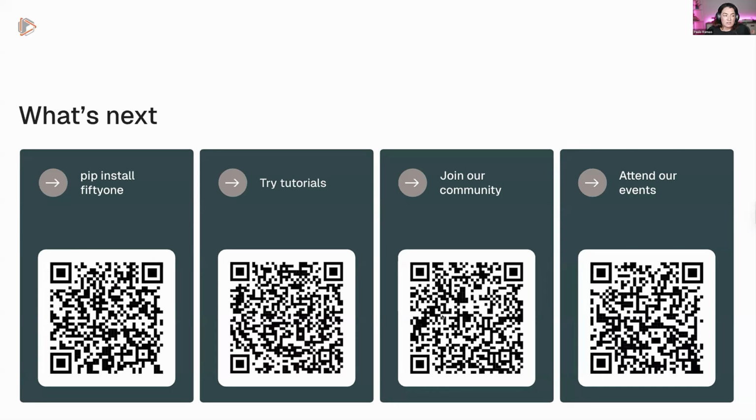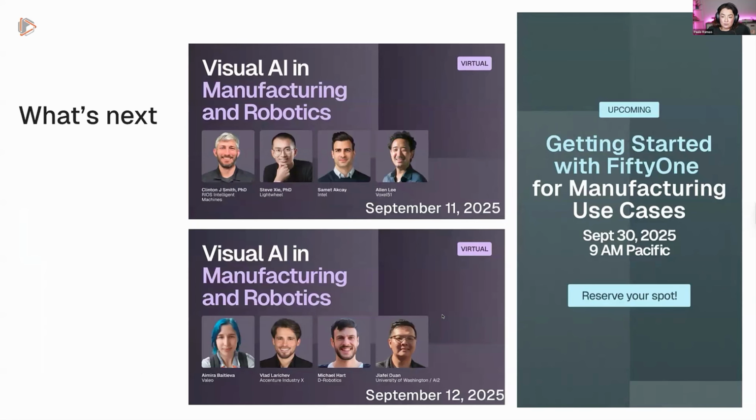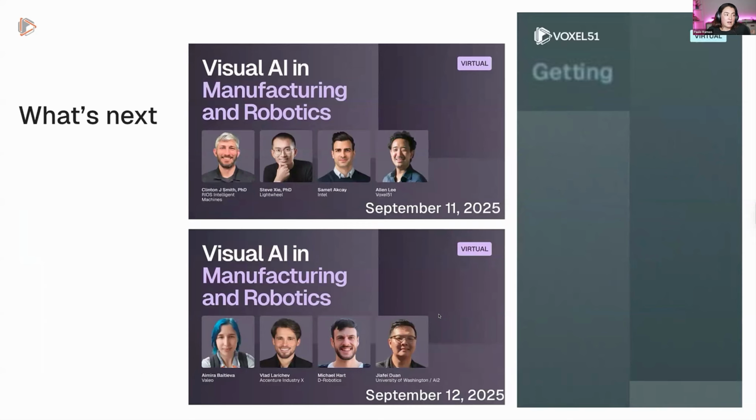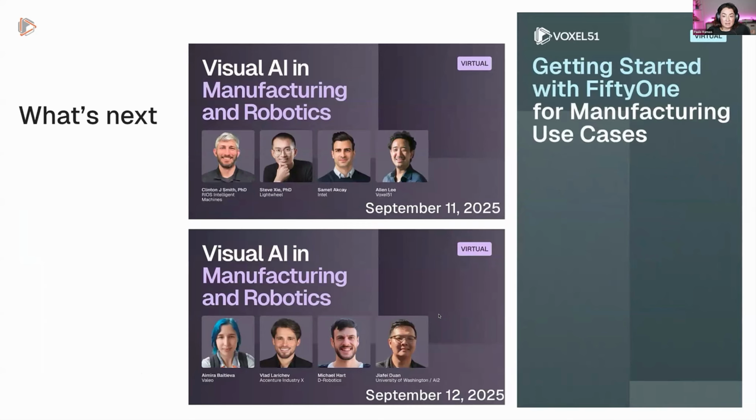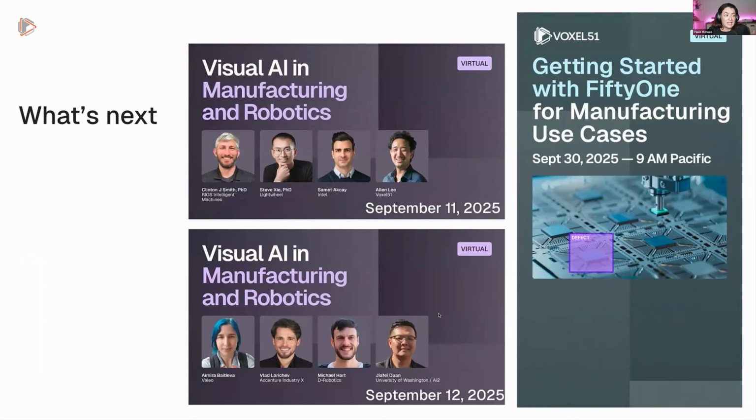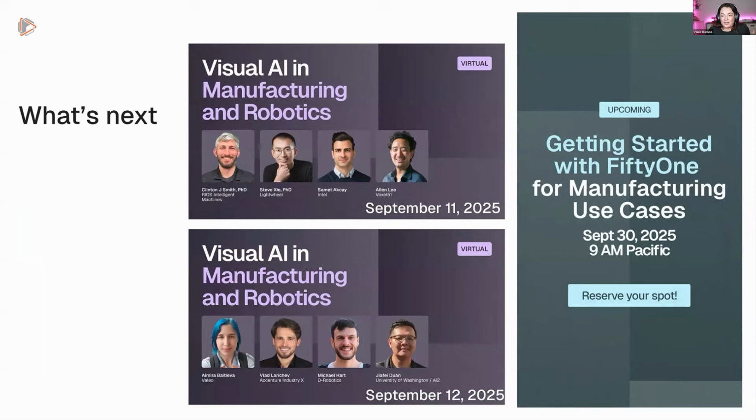As Jimmy was mentioning at the beginning of the meetup, we have 40 more events this year, and you can stay tuned. Tomorrow and Friday, we will have day 2 and day 3 for this amazing visual AI in manufacturing. And also September 30, we have the workshop where we are talking about beyond defect detection. We will talk about worker safety and video analytics.